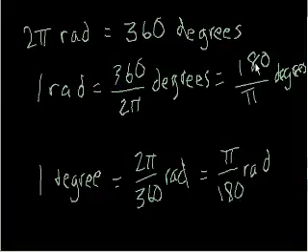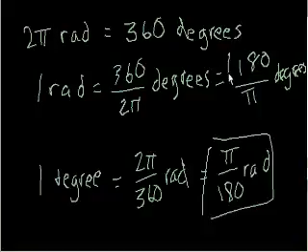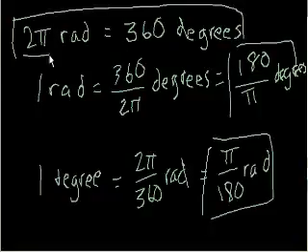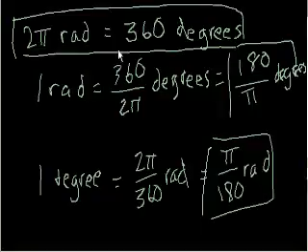1 radian equals 180 over pi degrees, and 1 degree equals pi over 180 radians. And if you ever forget these, I mean, it doesn't hurt to memorize this, but if you ever forget it, I always go back to this: that 2 pi radians is equal to 360 degrees.